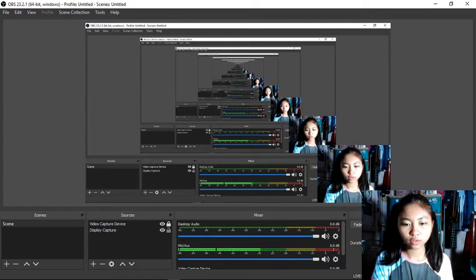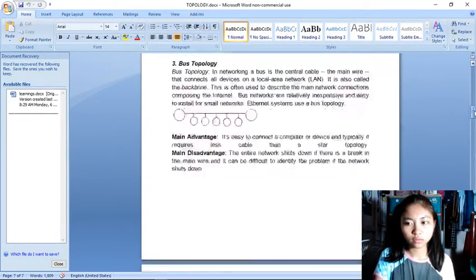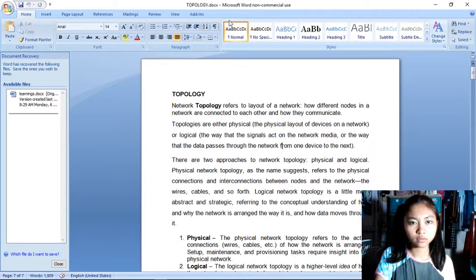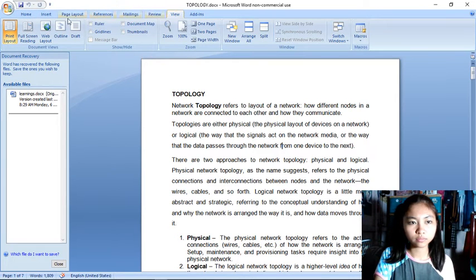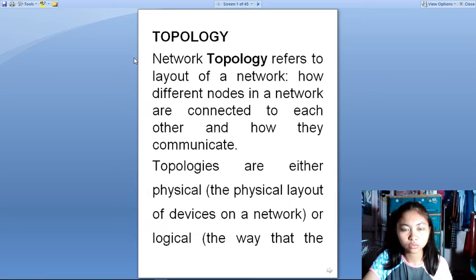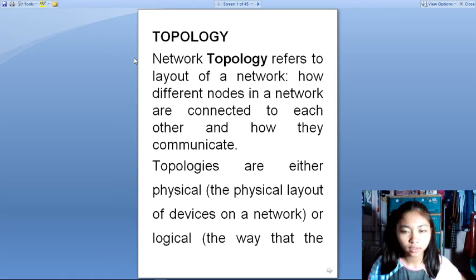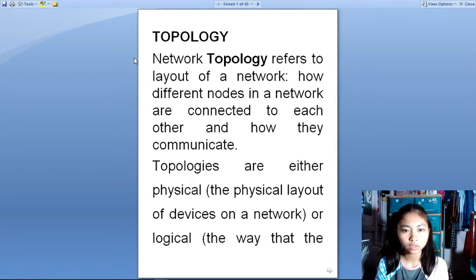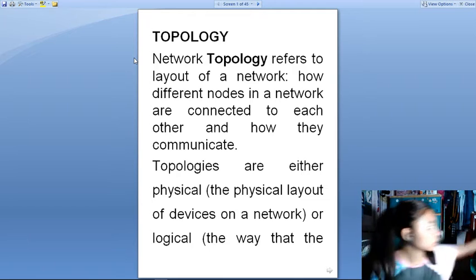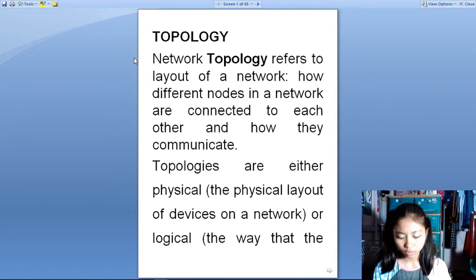So now we're going to tackle network topology. Network topology refers to the layout of a network, how different nodes in a network are connected to each other, and how they communicate.